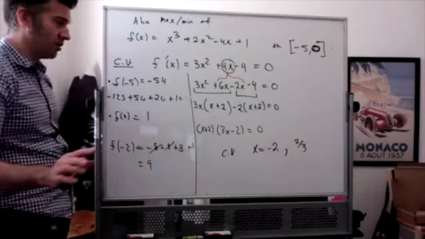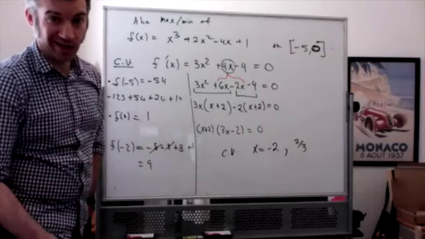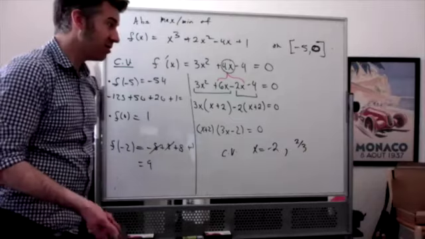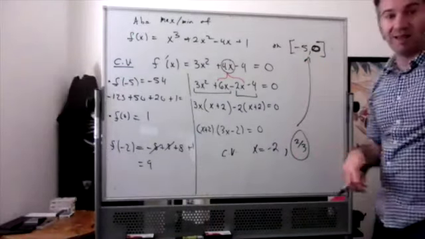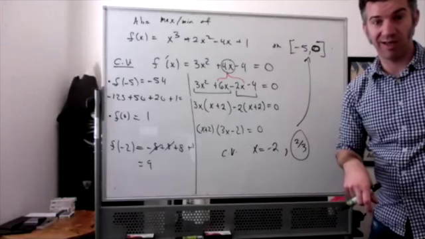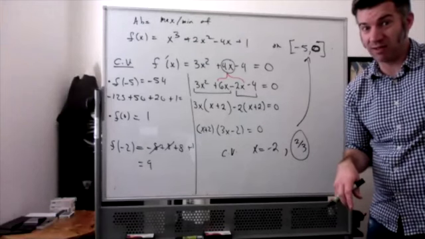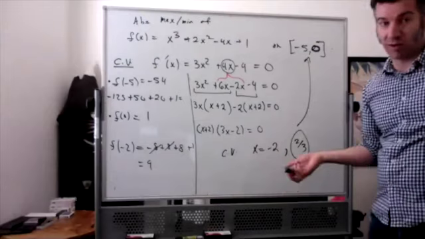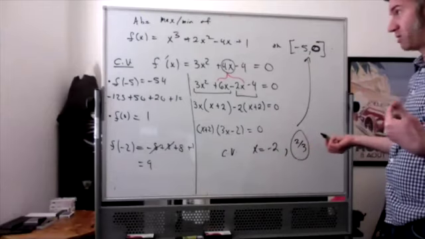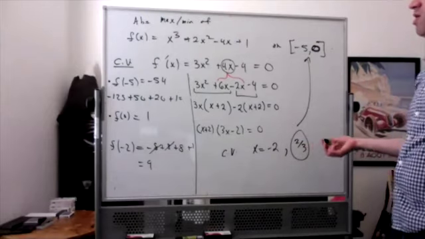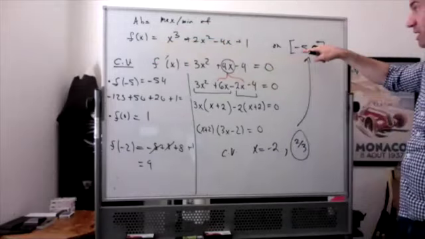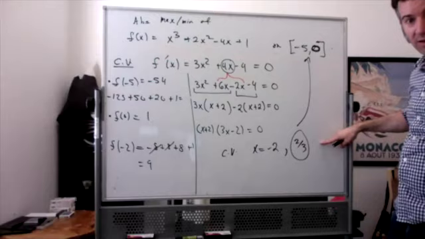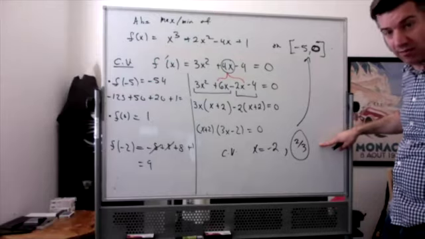And now here's the deal. We don't plug in 2/3. Why don't we plug in 2/3? Because 2/3 is not in the interval, right? 2/3 isn't between -5 and 0. So we can't really consider it being a place where you could have a max or a min, because we want to know what is the absolute maximum or minimum of this function where x is between -5 and 0. This critical point here doesn't count.